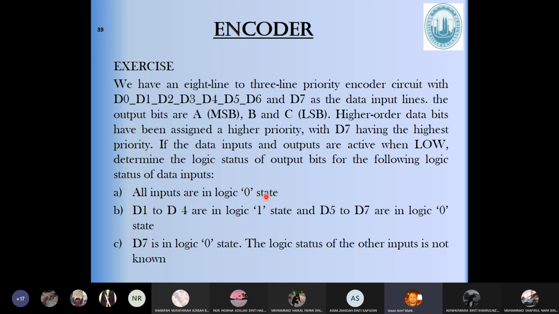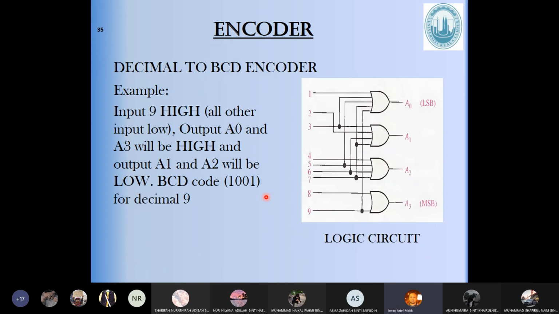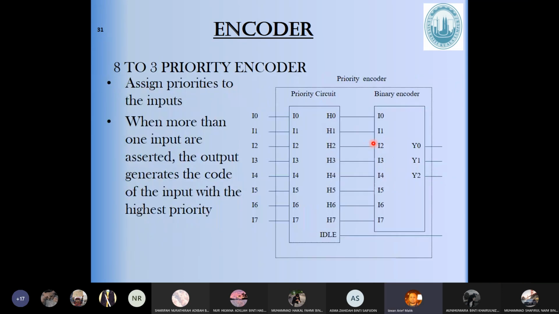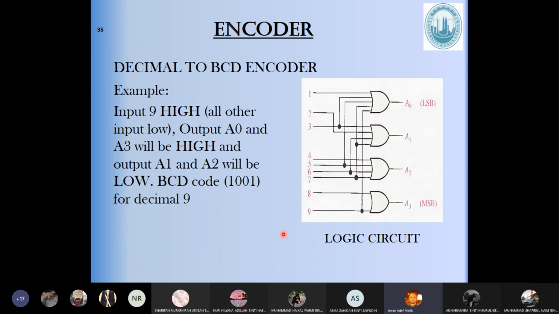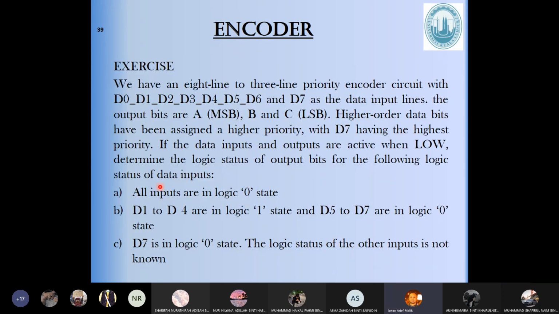Okay, so we are using the 3 to 8 encoder, and it is active low. Now suppose all its inputs are 0. This one is for active high. For active low it is like this: 0, 0, 0, 0, 0, 0, 0, 0. So this becomes 0, and the others all become don't care. So the output will become 1, 1, 1, which is 0, 0, 0, that is 7. So that is the answer for question A.